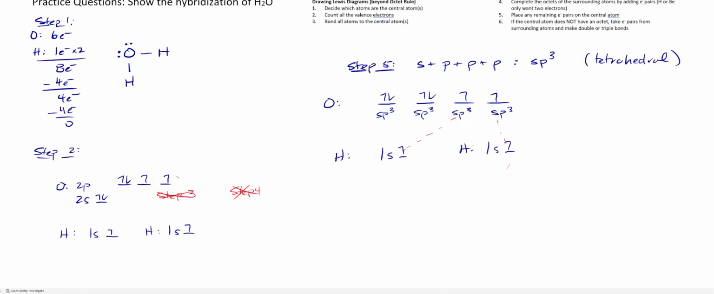Tetrahedral can be drawn as follows. We have oxygen in the middle. Remember, we have 1 coming up, 1 coming to the side. These are on the same plane. This one's coming forward, so I draw it a little bit more exaggerated because it's coming forward out of the page. And this one's behind, so I only draw it like that so you can see it's tucked behind there. And each of these is an sp3 hybrid orbital.